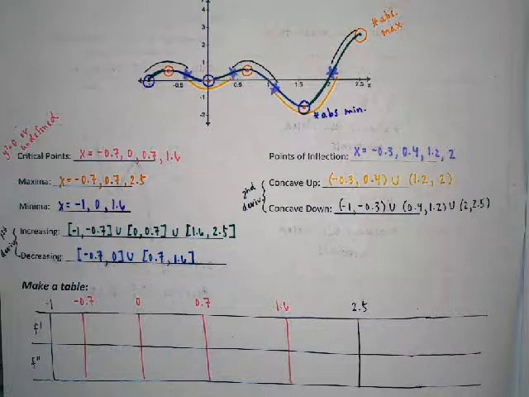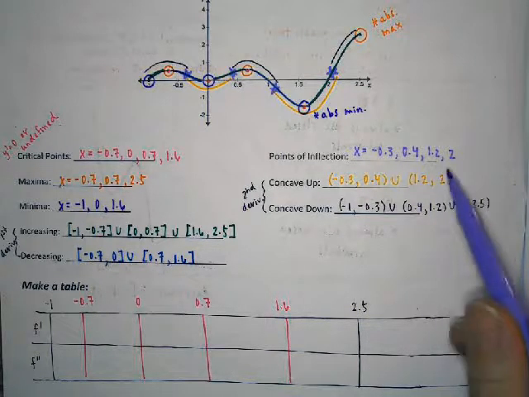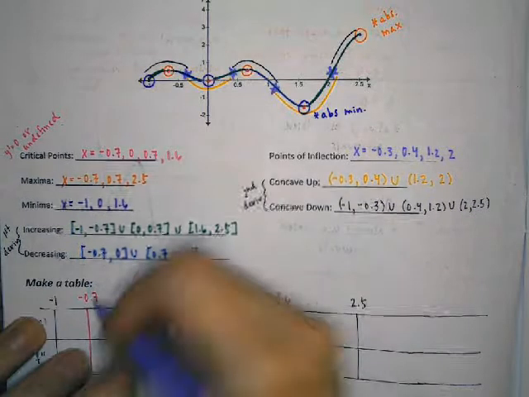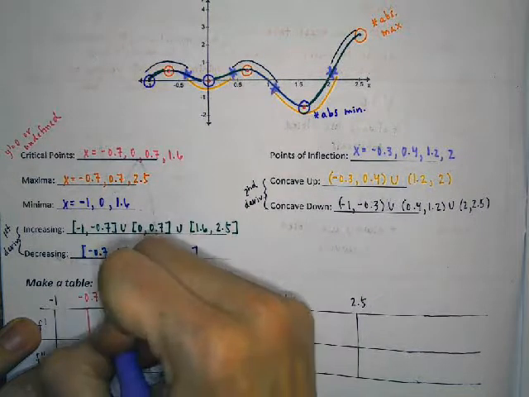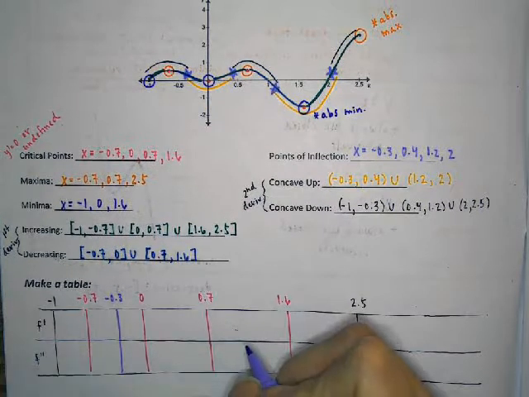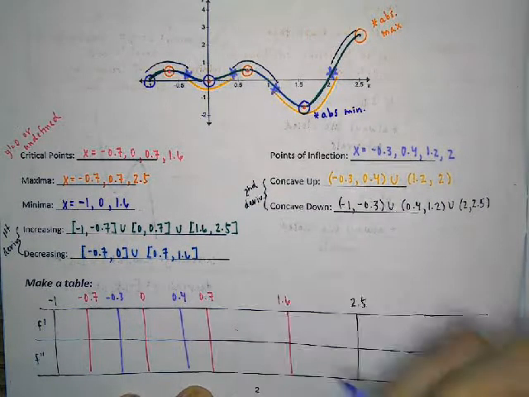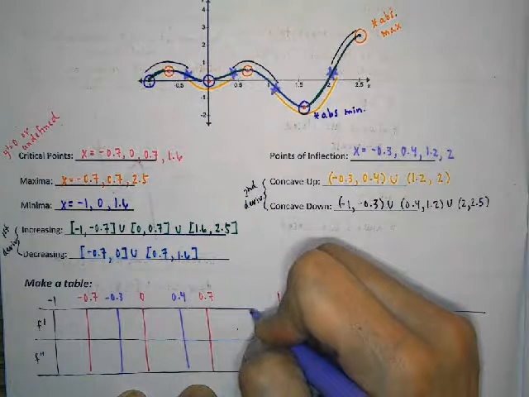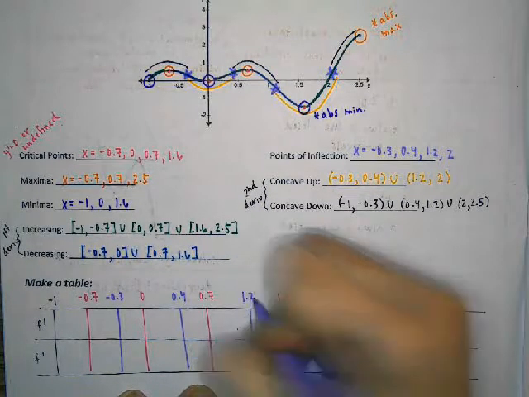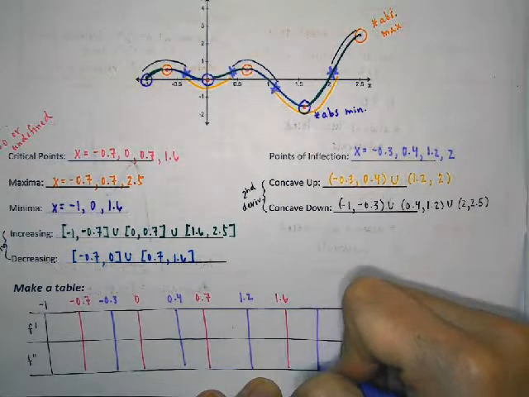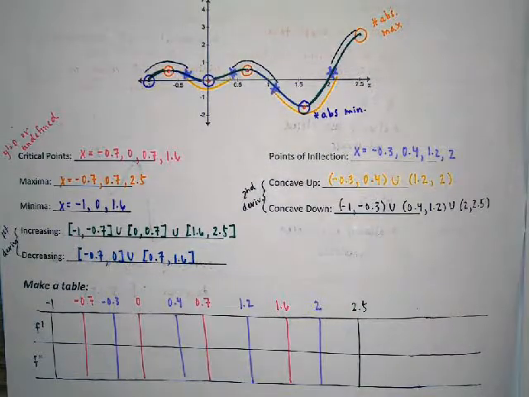Then I'm going to put on the information about my points of inflection. So I'm going to do those in purple. So now I have negative 0.3 to add. I have 0.4, 1.2, and 2. So pink are my critical points again, and then my points of inflection are purple.